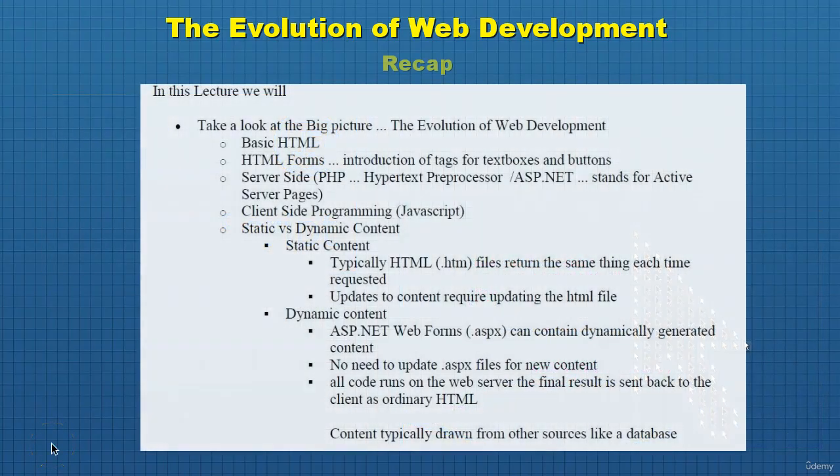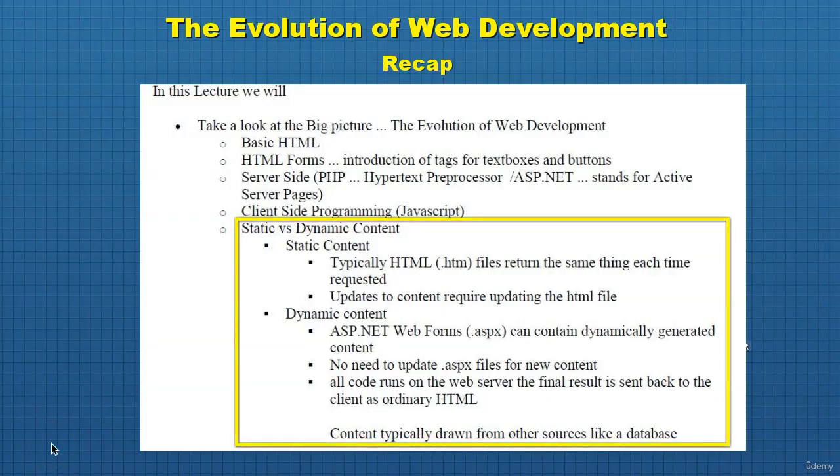All right, let's do a little recap now of the first part of the course, the evolution of web development. So there's basically two kinds of web pages: static ones and dynamic ones. The static ones typically have a .html at the end of them. They're HTML files. They return the same thing each and every request. So if you need to update the content, you have to update the HTML file.